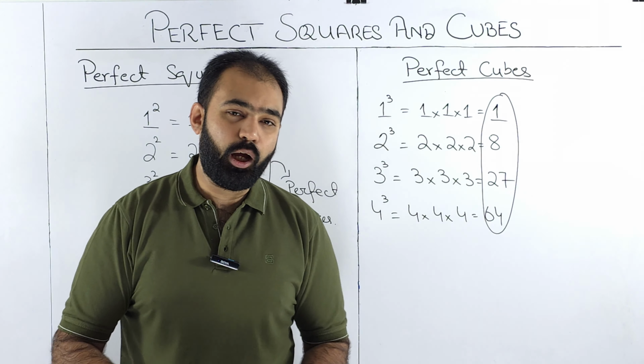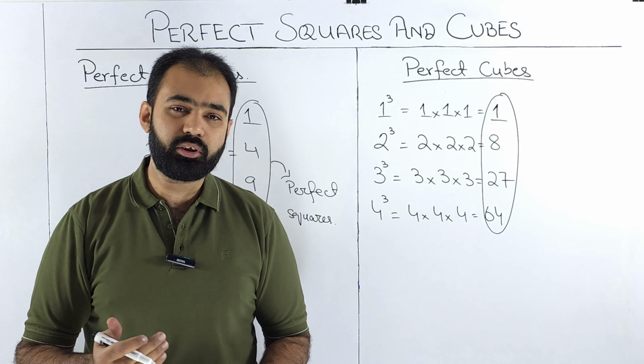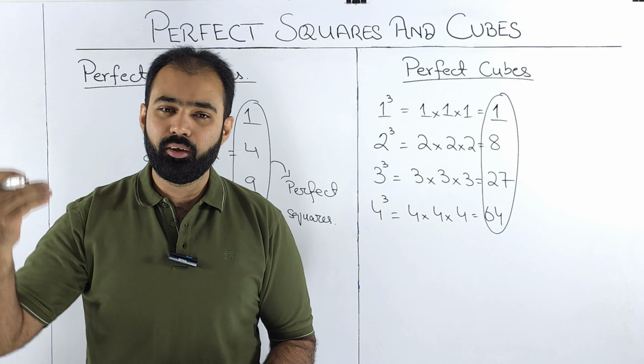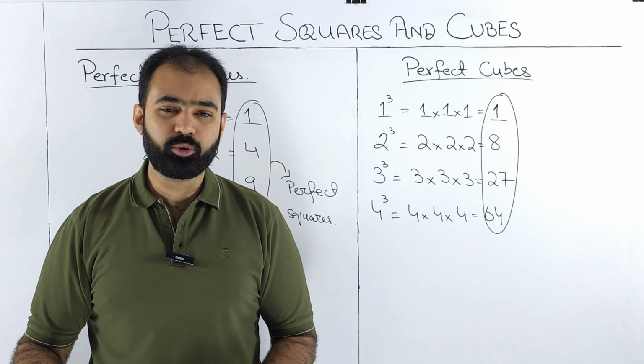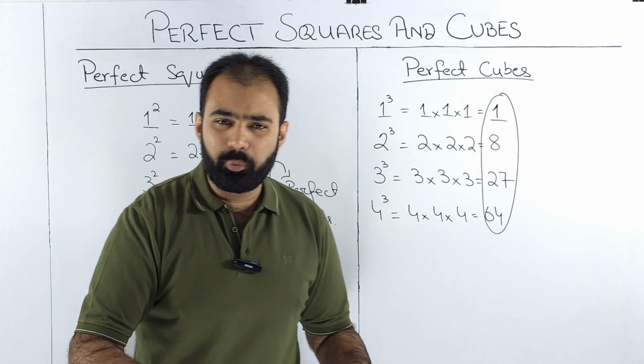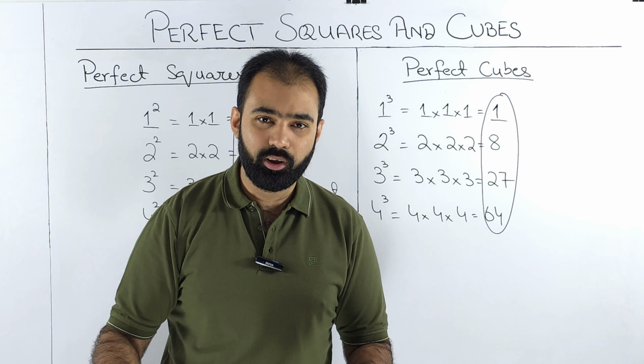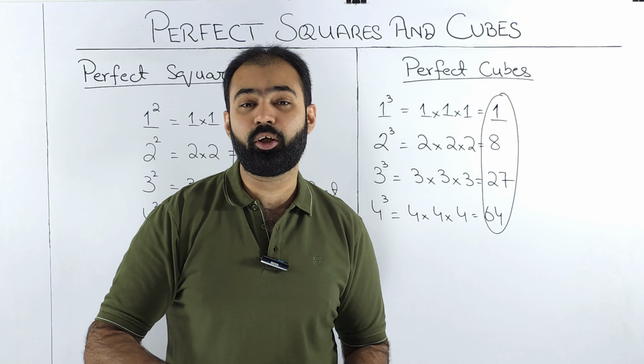Now I suggest कि आप 1 से लेकर 20 तक के numbers का perfect squares and 1 से लेकर 20 तक के perfect cubes अपने पास एक पेज पे नोट डाउन कर लीजिए so that आपको perfect squares और perfect cubes clear हो.